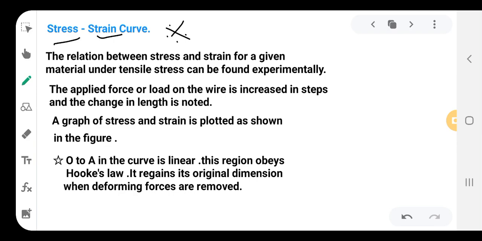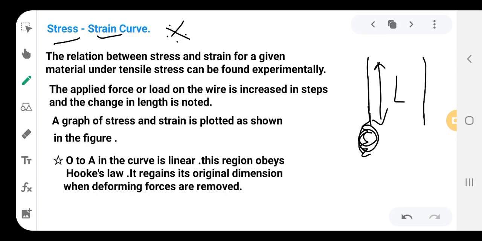For example, if we take a wire and apply some load to the wire, there is stretching. Originally the length of the wire will be L, and when you are applying some stress to it, there will be an extension in the length to L plus delta L. So it will be increased. Then in the figure you can see O to A is the curve, and it is linear. This region obeys Hooke's law.